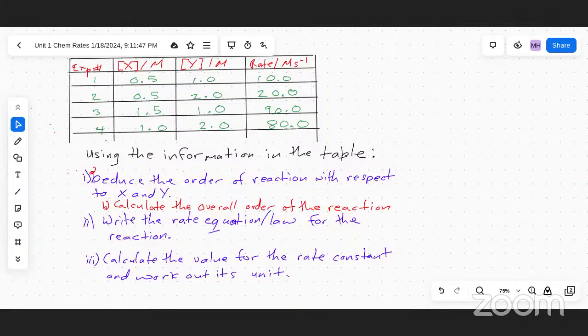All right. So for the first half an hour, we're just going to run back through some stuff, and then we do the past paper questions. As usual, here we have a table. Using the information from the table, deduce the order of the reaction with respect to x and y. I'll give you 2 minutes to answer part 1A and B, and then I work it out.